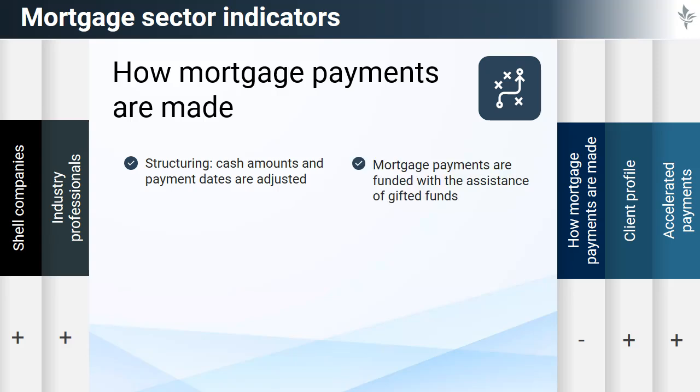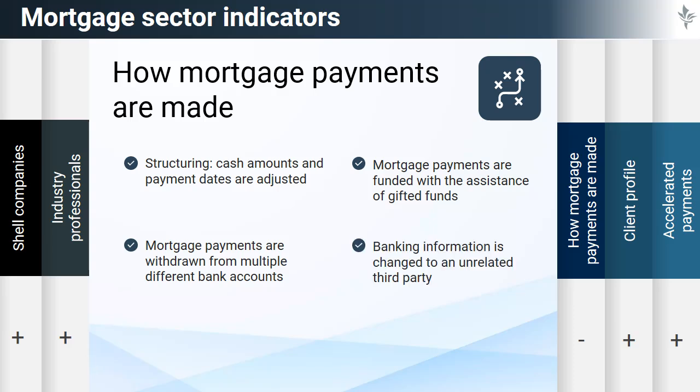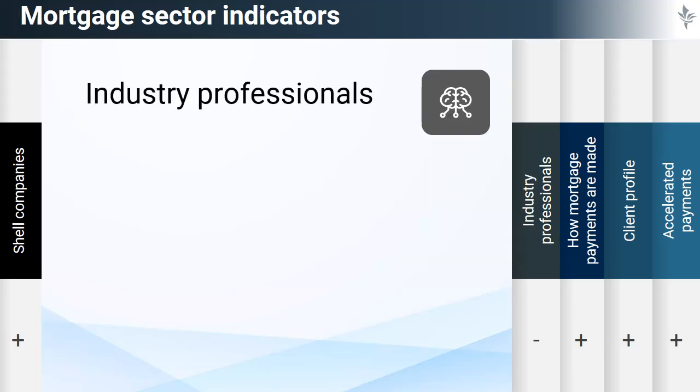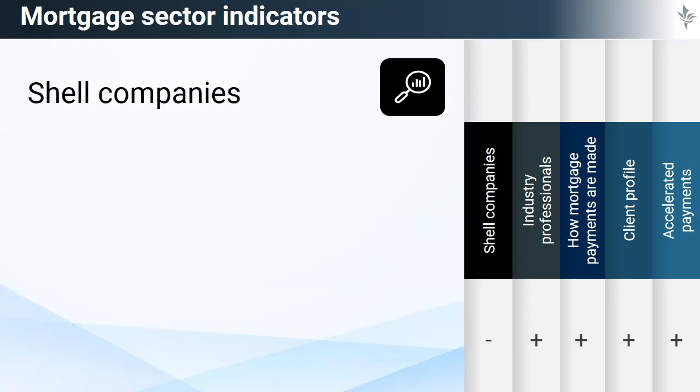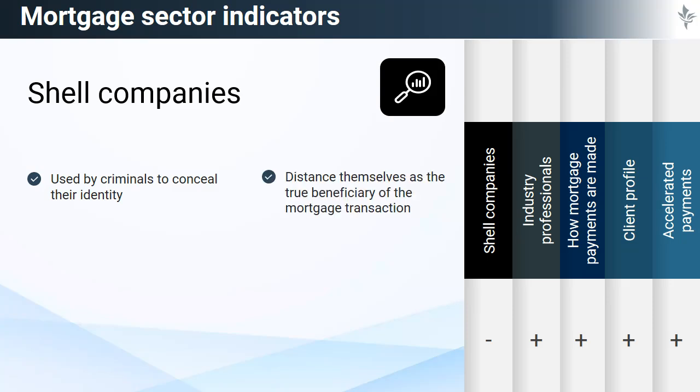Other red flags may be when mortgage payments are funded with the assistance of gifted funds, when mortgage payments are withdrawn from multiple bank accounts, and when subsequent to funding, the banking information is changed to a seemingly unrelated third party. During a real estate transaction, various industry professionals may be involved and may knowingly or unknowingly play a role in mortgage fraud schemes by being listed as beneficiaries of foreign wire transfers, bank drafts, or certified checks from unknown sources. In addition, close-knit professionals from different industries may collude during different stages of a real estate transaction to facilitate fraud schemes. Finally, shell or numbered companies can be used by criminals to conceal their identity and to distance themselves as the true beneficiary of the mortgage transaction.